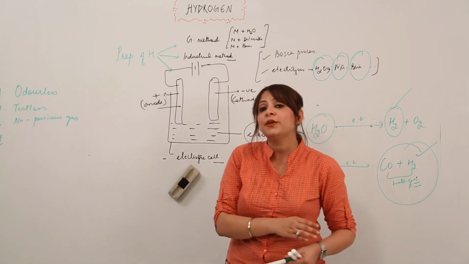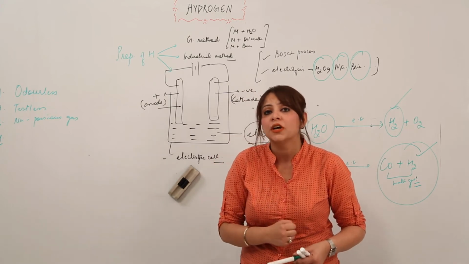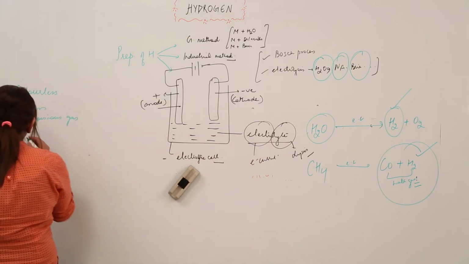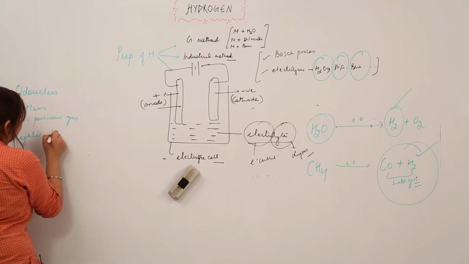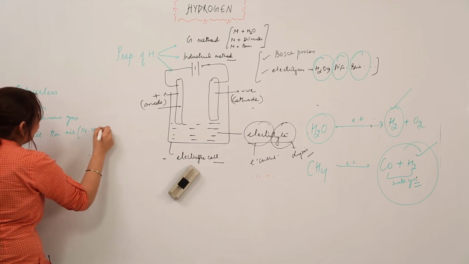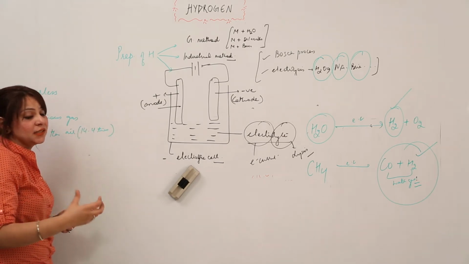And that is the reason why hydrogen is used in meteorological balloons, right? So you need to remember, this is a very important property of hydrogen, that it is less dense, or you can say it is lighter than air even. And how many times? 14.4 times lighter than air. So you can feel how light it is, right?